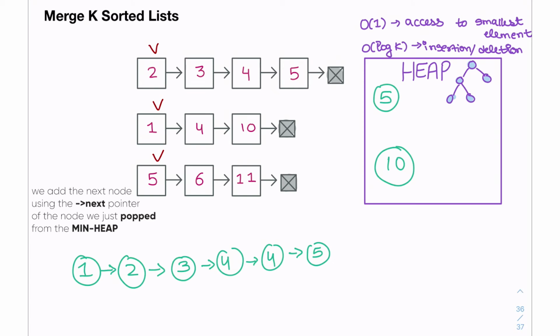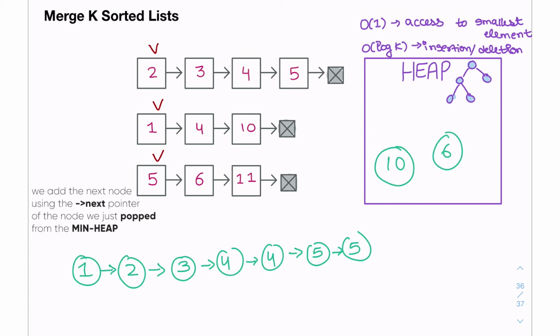So we have 6 because we removed this 5 from this list. So the next pointer points to 6. So we add that to the heap. We again ask for the smallest element that is present in this heap, which is 5. So we add 5 to the new list. We remove it from the heap and add the next element that it is pointing to.